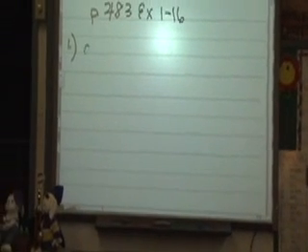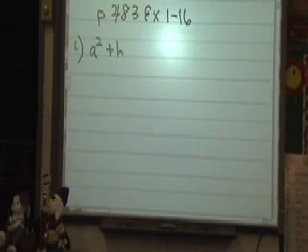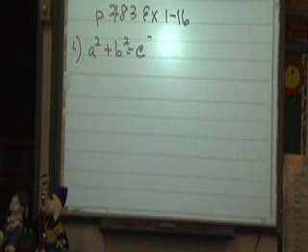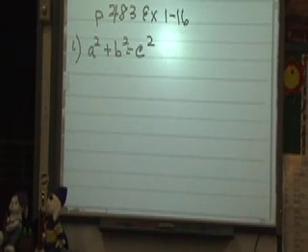Copy the formula down. A squared plus B squared equals C squared. Is that still okay? Sarah? Yeah. You got the formula copied down? Is it down on the paper? No. Get it there. It says find the missing length. If necessary, round to the nearest tenth. Use your calculators, please.